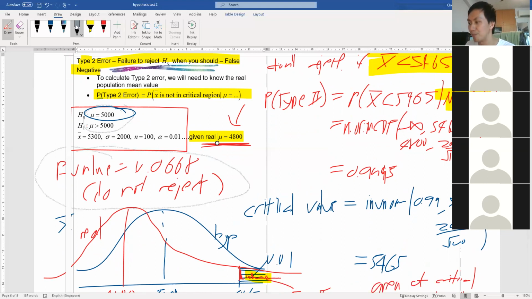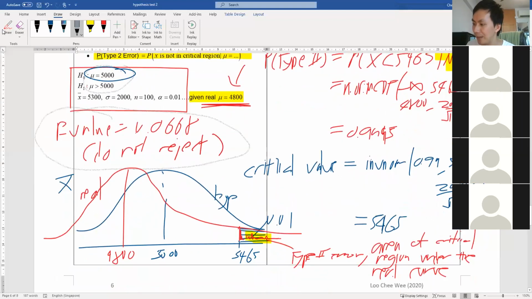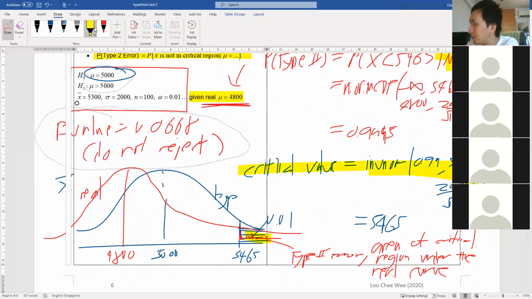So we do not reject because it's higher than 0.01, the 1% value. If you view it on the X bar curve, the blue curve, the center of the curve is 5,000. Based on the alpha of 0.01, we can calculate the goalpost. The goalpost is 5465 by doing inverse norm 0.99, 5,000, then with the following parameters, which is something that you should be well versed in by doing the past few examples already. And it's equal to 5465.